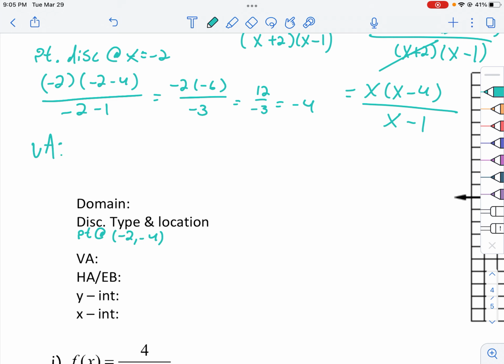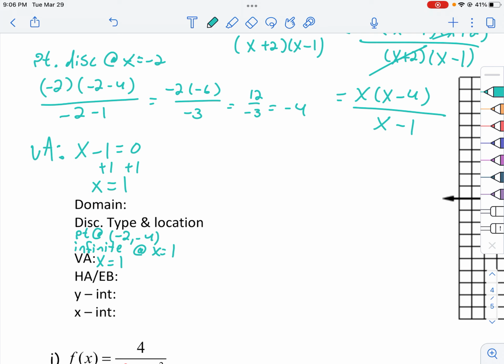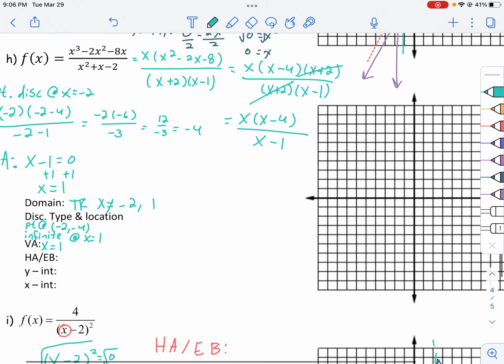Next, we can do the vertical asymptote as well. Because we have x minus 1 in the denominator, we set that to 0, so add 1. x equals 1 for the vertical asymptote, which tells us infinite discontinuity at x equals 1. And then that tells us the domain. So all real numbers, x cannot be -2 or 1.